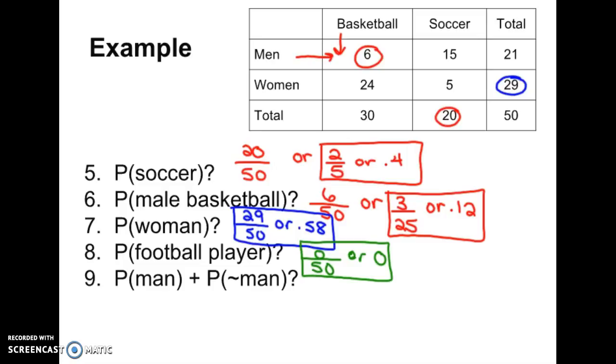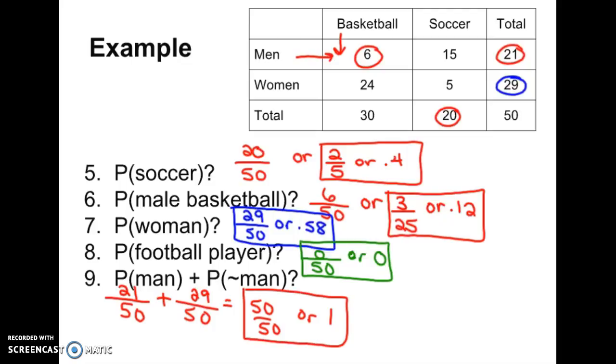And then our last one, what's the probability that somebody's a man plus the probability that they're not a man? If I look at this one, the probability that somebody's a man, out of the 50 people surveyed, how many were men? If I go up here, it looks like 21 total were men. And the probability that somebody was not a man, well, that means they're a woman, so 29 out of 50 would have been a woman. It makes sense when you add those together, you get 50 out of 50, which means there's really a 100% chance that somebody surveyed was either a man or not a man.